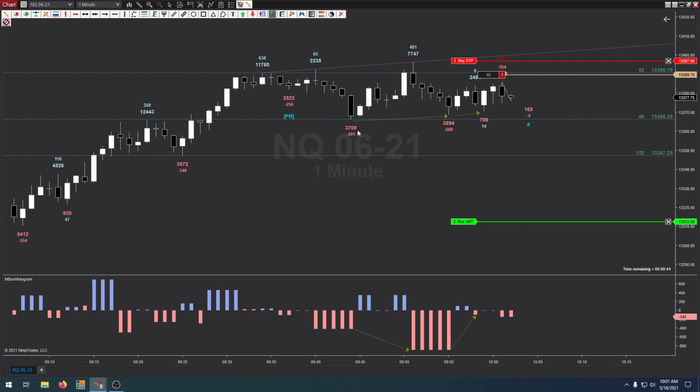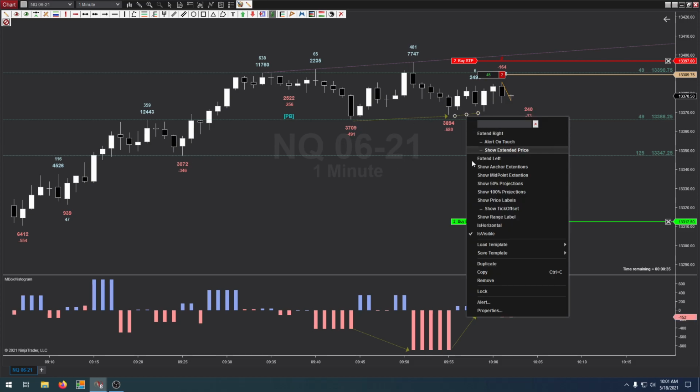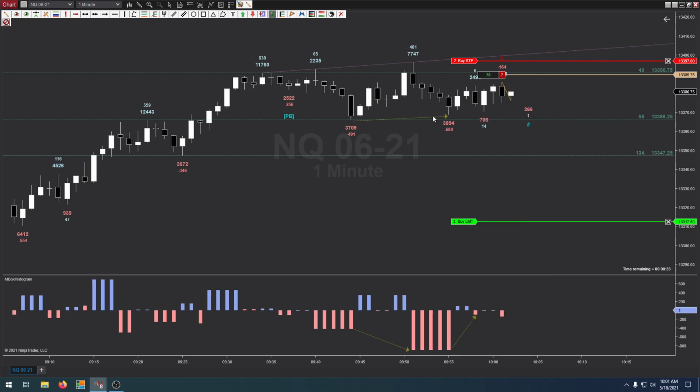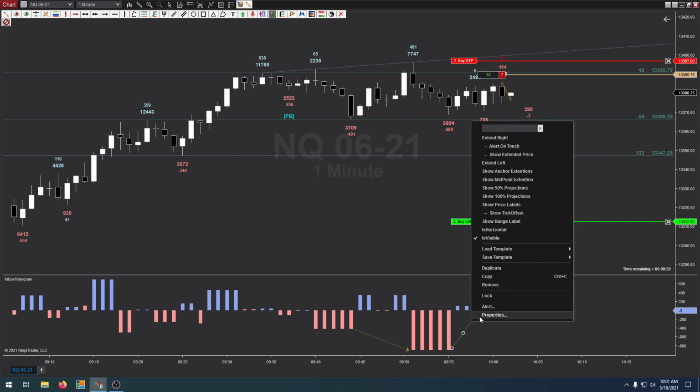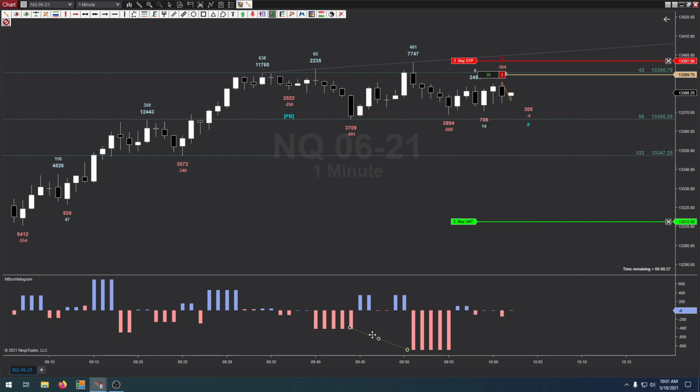But if we cannot close below this right here, we don't have a chance to get here. No chance. So we need to get below this. We need supply to come in, and it's not.